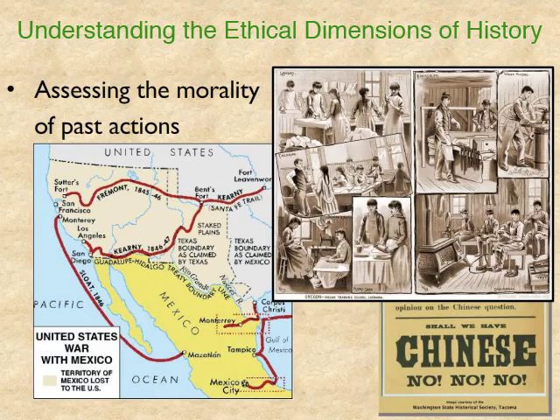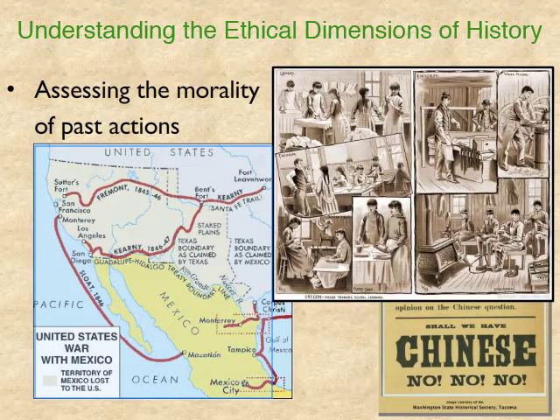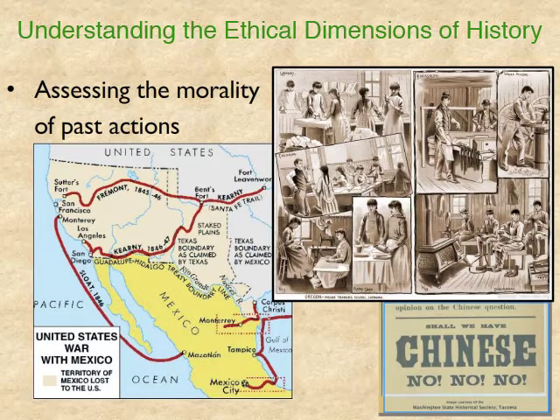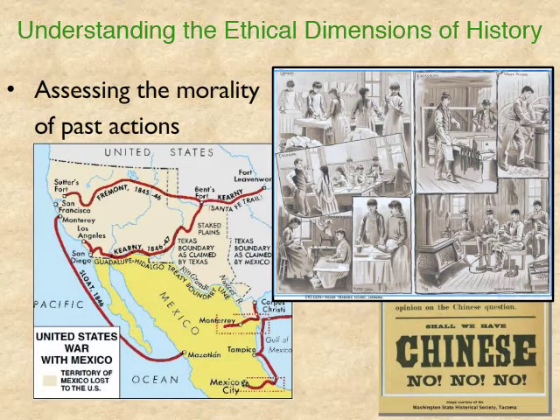One of the ethical dimensions of history involves assessing the morality of past actions. And here's some examples. What about the Mexican-American War? Was that morally justifiable to just go in and provoke a war and take that land from Mexico? What about excluding Chinese from entering the United States, the only ethnic group to be completely kept out of the country? What about Native American children? Was it morally wrong to have taken these children from their reservations and put them in boarding schools and required them to cut their hair and speak English?